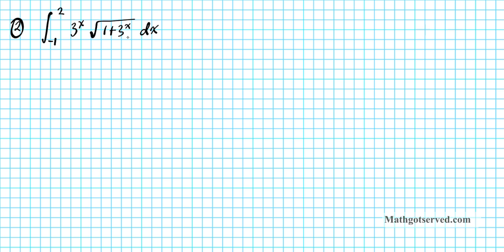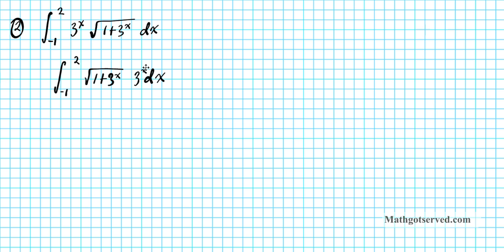Do we have a composite function with an inner function whose derivative is expressed as a multiple of the second function? Let's rewrite this to see if we can find that. We can write this as an integral from -1 to 2 of the square root of 1 plus 3 to the x. This is a composite function right here. We're composing the radical function with the linear function and an exponential function. Okay, so this is the innermost function here. And then over there we have 3 to the x dx.